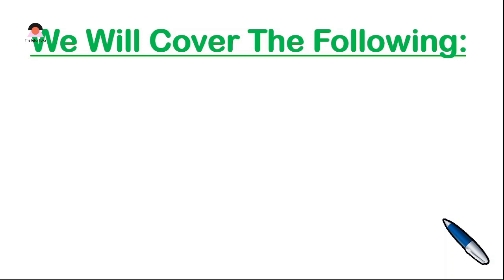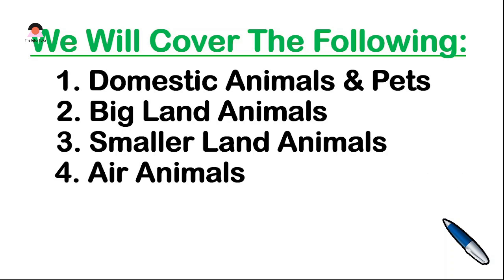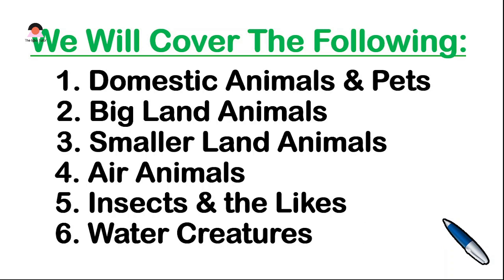We will cover the following in this special lesson. Number one, domestic animals and pets. Number two, big land animals. Number three, small land animals. Number four, air animals. Number five, insects and the likes. And finally, we're going to cover water creatures. So this is a full package of Igbo names for all animals you can think of. You cannot afford to miss any of them, so watch to the very end.